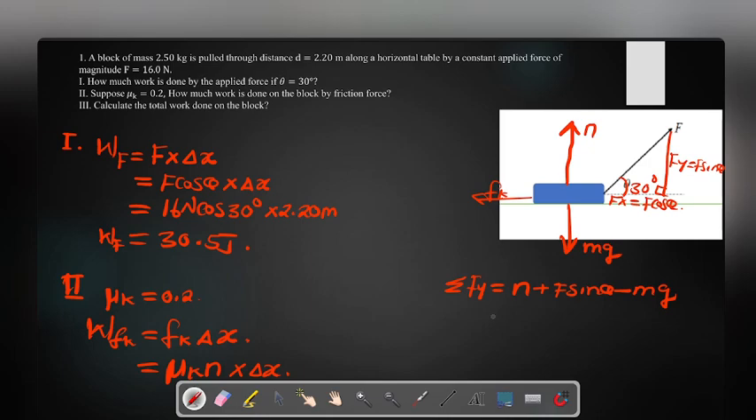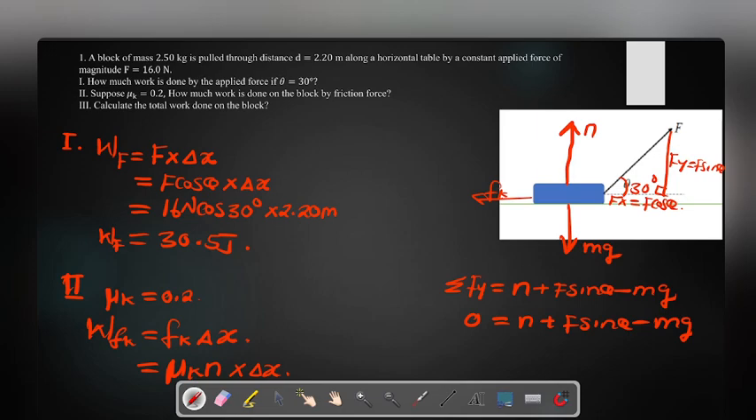So now, since there is no work being done along the y, there is no acceleration along the y. So the acceleration along the y is equal to 0. Even the net force along the y will be 0. So we put a 0 there, then we say this is equal to the normal force, plus F sine theta, minus mg there.